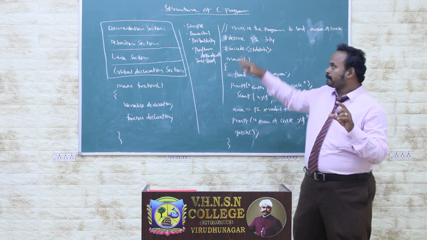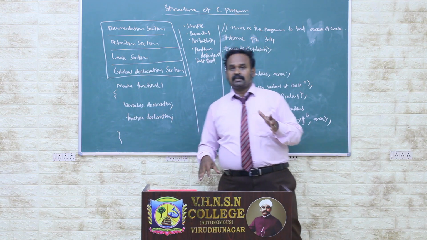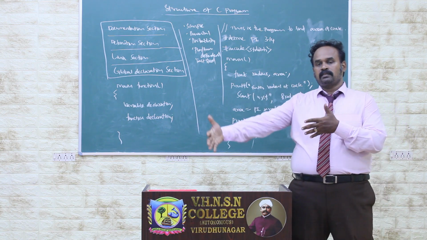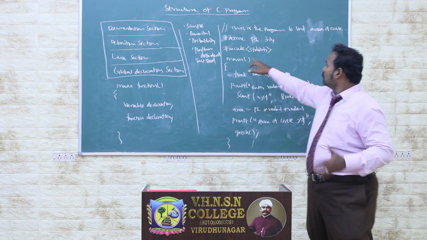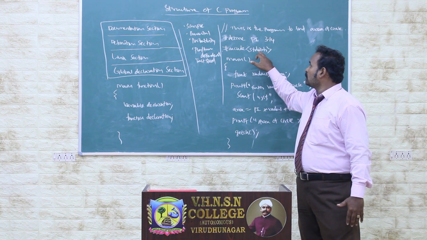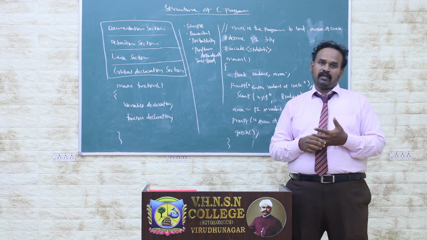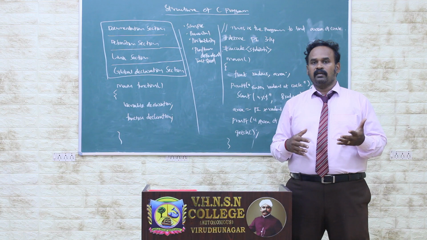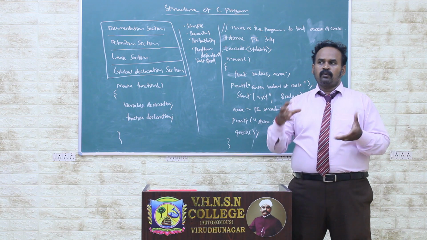And the link section. The link section is used to link some of the functions from the C library. For example, in this program we are including stdio.h, which is the link section. Standard input and output header file. In this header file, a lot of functions are there: scanf function, printf function, and so many functions.